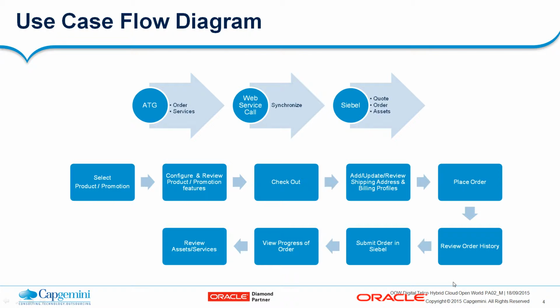As soon as the order is progressing for further stages, these statuses will reflect in both Siebel as well as in ATG. Once the order gets completed, the order will be converted into an asset in Siebel, and the same thing will be reflected in ATG as a service. So let's see in real world how it looks like.